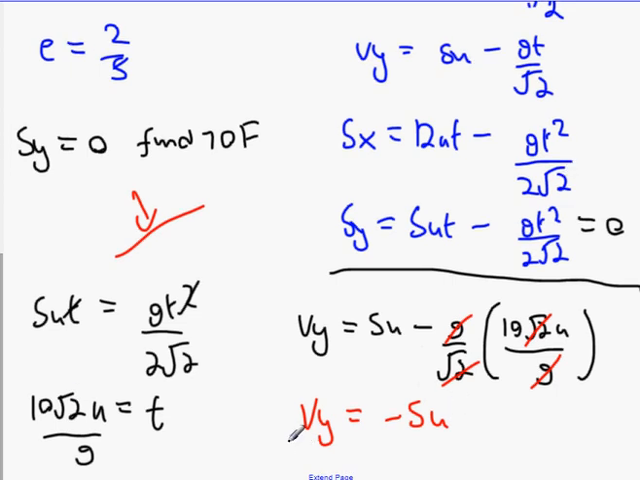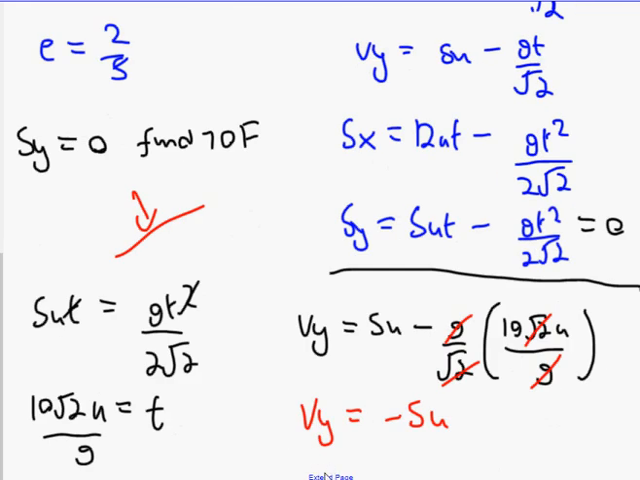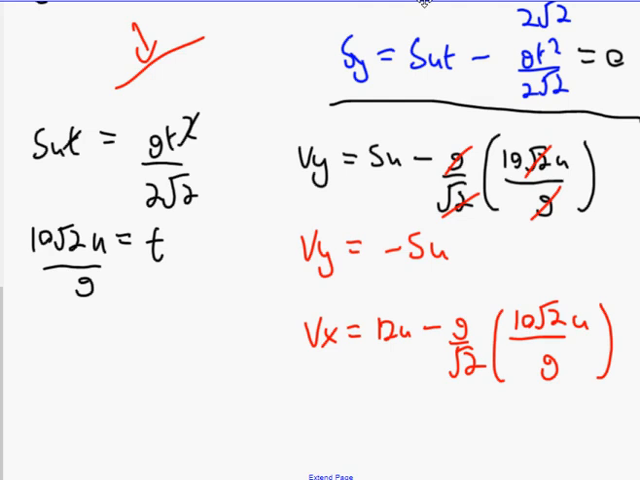Okay, now that we know that's minus 5u, we're just going to look up at phi x here. So phi x is 12u minus g over root 2 times t. We know that t is 10 root 2 u over g. The g's will cancel, the root 2's will cancel. 12u minus 10u, 2u, isn't it? Okay. Phi x equals 2u.